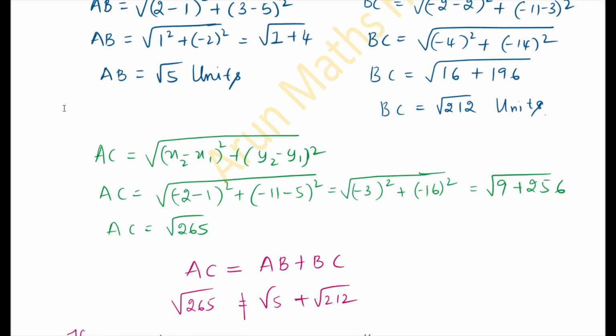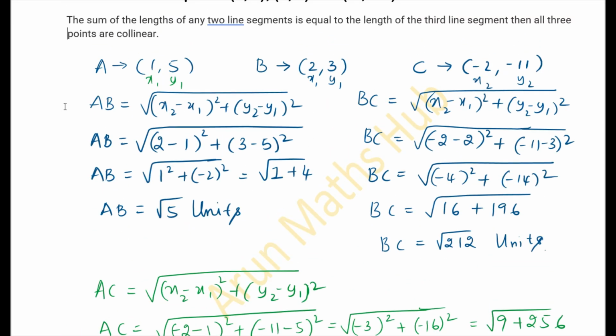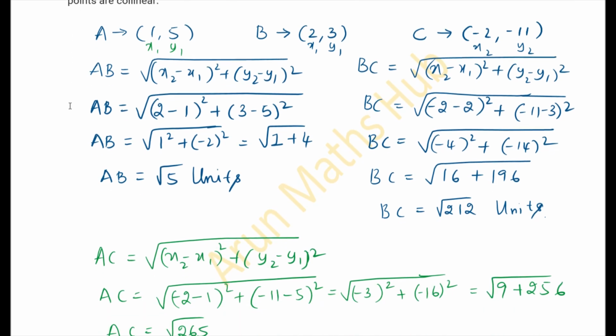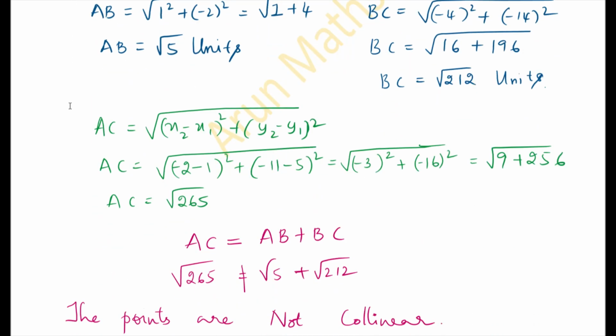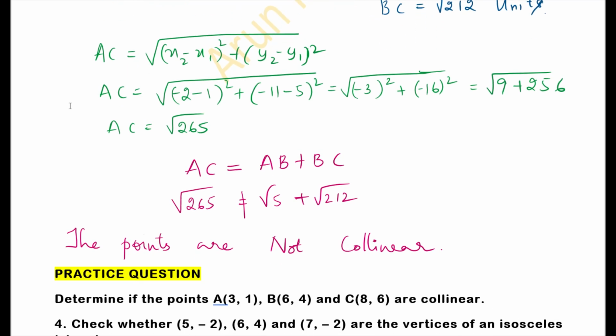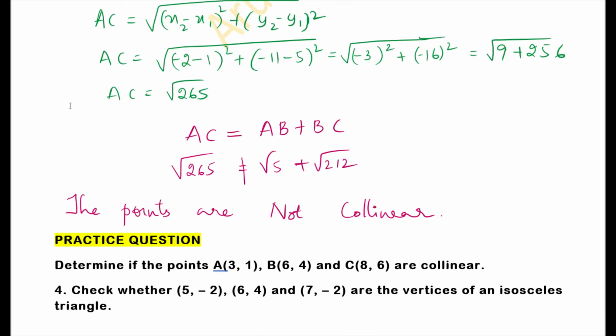Students, we'll check again this problem. How to determine whether the given points are collinear. Consider the 3 points as point A, point B and point C. Now find out the length AB, BC and AC. Check whether the length AC is equal to AB plus BC. If they are equal, that means the points are collinear. If they are not equal, the points are not collinear.